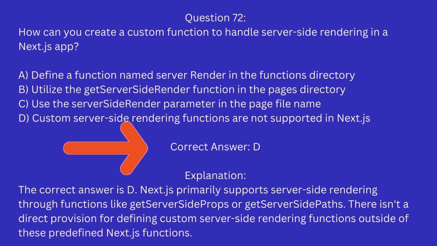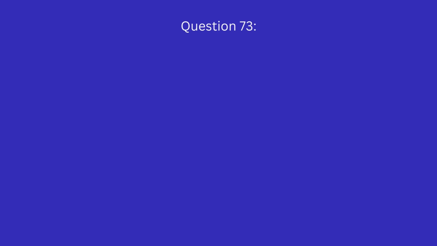Correct answer: D. Explanation. The correct answer is D. Next.js primarily supports server-side rendering through functions like getServerSideProps or getServerSidePaths. There isn't a direct provision for defining custom server-side rendering functions outside of these predefined Next.js functions.